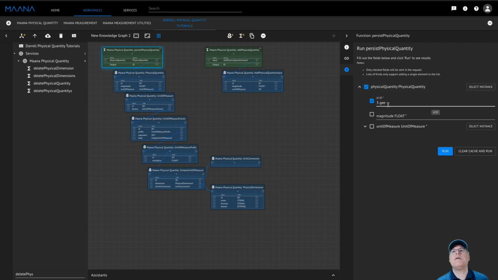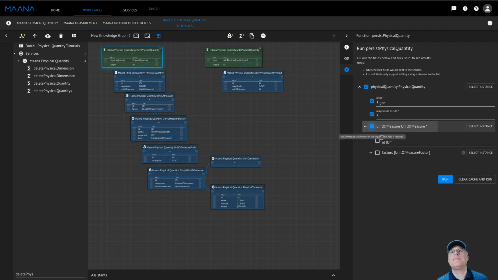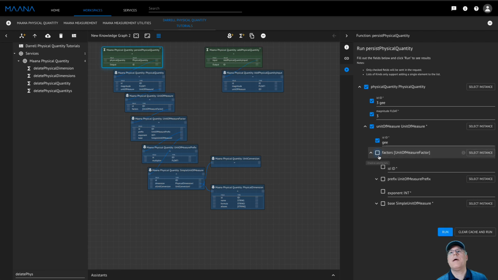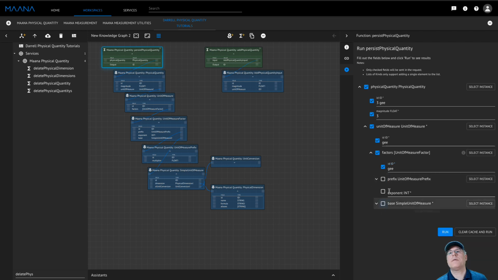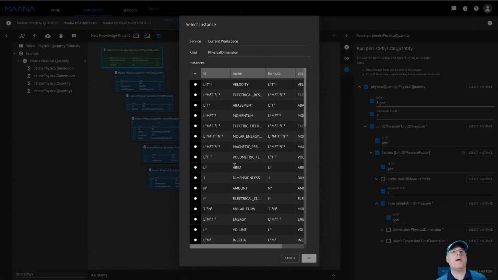Now G, the standard notation is GEE, and we've got a magnitude of 3. Now we have to define the unit of measure, and the customary symbol for the unit of measure is G, so we'll put that there. It has one factor, and that factor has no prefix. It has an exponent of 1, and a base unit of measure, which is 1g. Physical dimension is an acceleration.